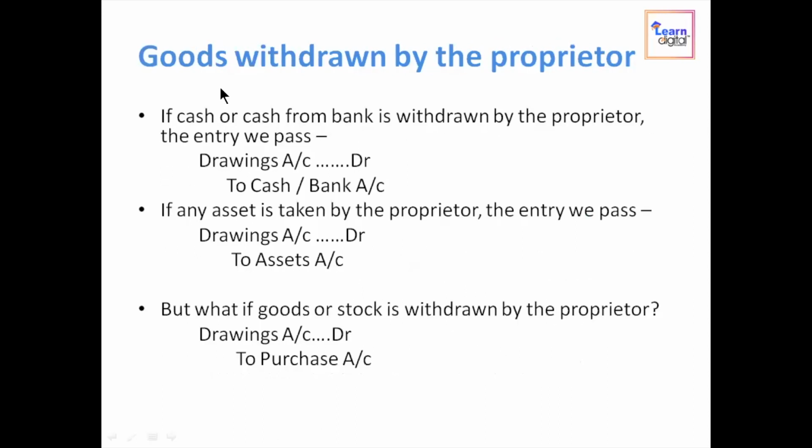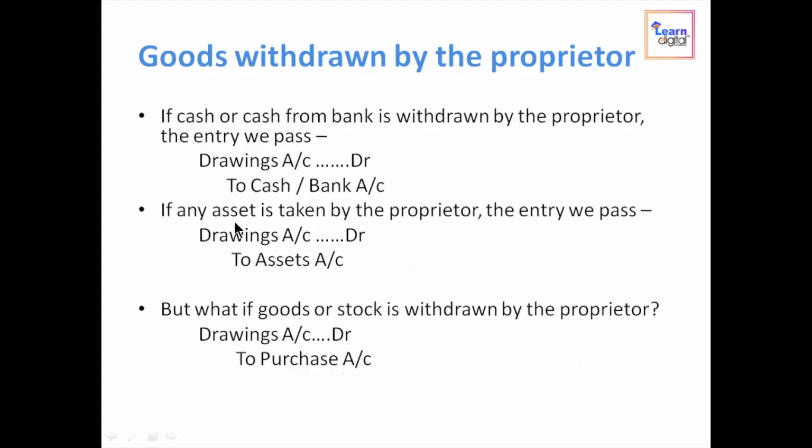The first one is goods withdrawn by the proprietor. The proprietor is the owner of the company, and whenever he withdraws anything from the business, we generally debit the drawing account. For example, if cash or cash from bank is withdrawn by the proprietor, we debit drawing account and credit that which goes out, that is cash or bank. So the entry becomes drawing account debit to cash or bank account.